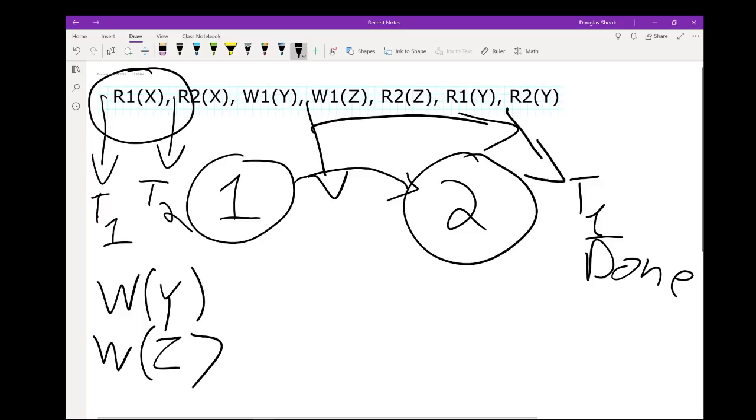Whereas conservative two-phase locking is saying, well, I don't want to run the risk of being the transaction that gets aborted and has to be restarted later. I'm not even going to try to do anything if I can't get my locks.